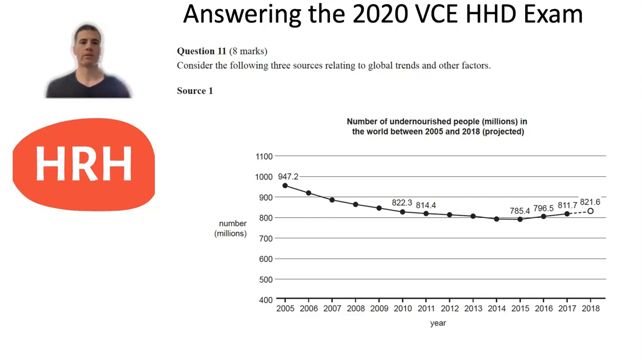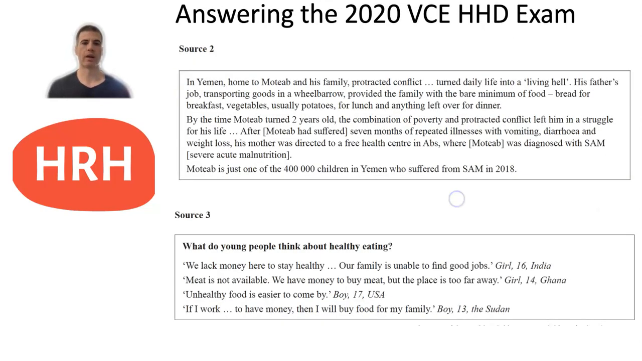You can see here, this one started by saying, consider the following 3 sources relating to global trends and other factors. Source 1 was a graph with millions on the y-axis and the year on the x-axis, looking at the number of undernourished people in the world between 2005 and 2018. A thing to note in this graph is that although the number of undernourished people was decreasing between approximately 2005 and 2015, there had been an upward trend from 2015 onwards. That was definitely important when it came to considering the question coming up.